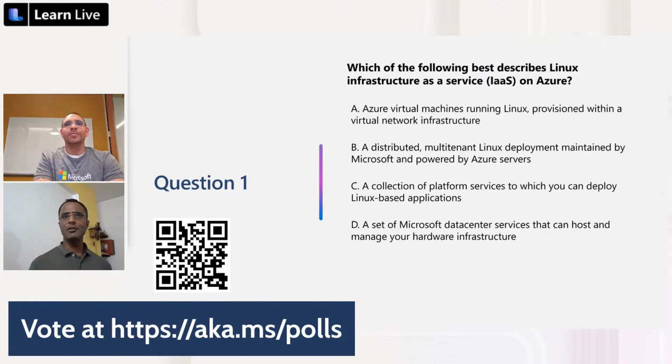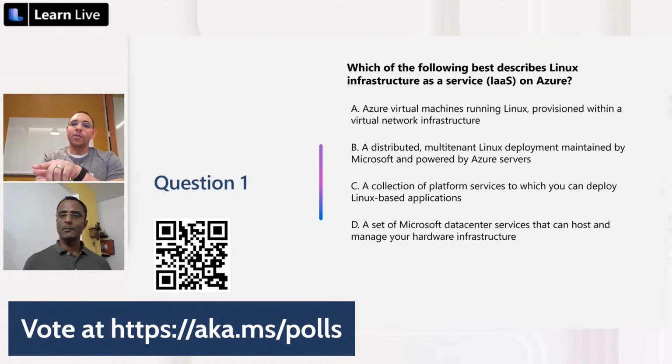Yeah, I'm just curious, which of the following best describes Linux infrastructure as a service or IaaS on Azure? Is it A, Azure virtual machines running Linux provisioned within a virtual network infrastructure, or is it B, a distributed multi-tenant Linux deployment maintained by Microsoft and powered by Azure servers? Or is it C, a collection of platform services to which you can deploy Linux based applications? Or is it D, a set of Microsoft data center services that can host and manage your hardware infrastructure?